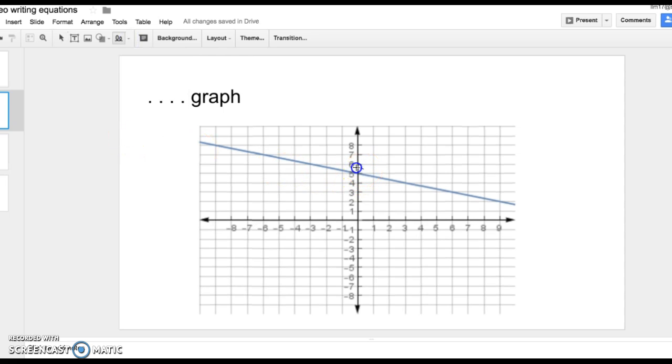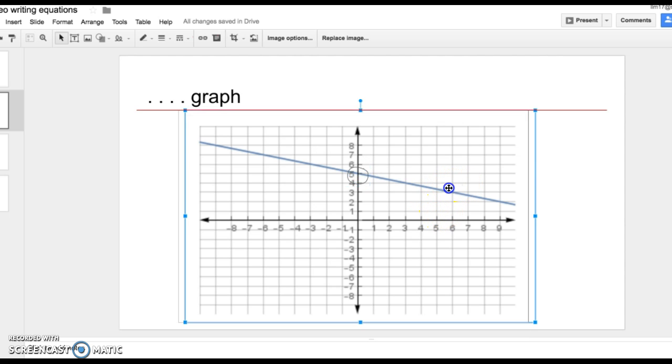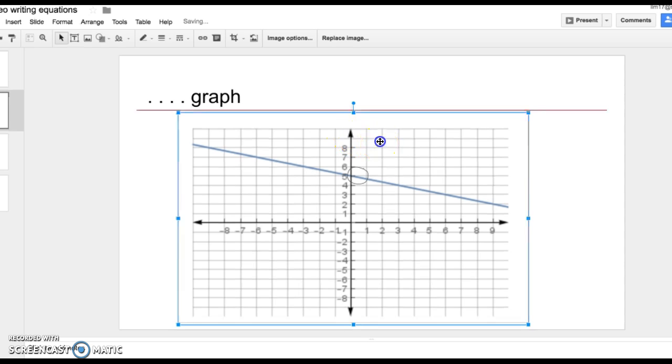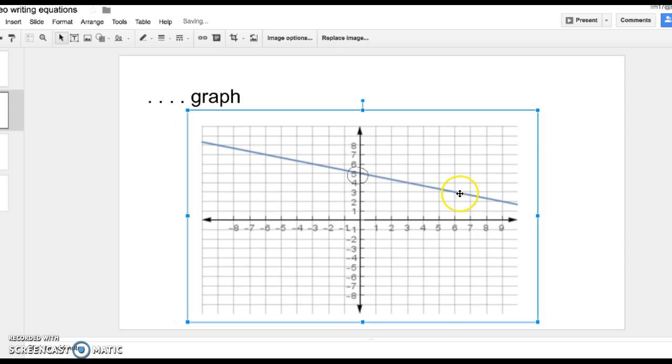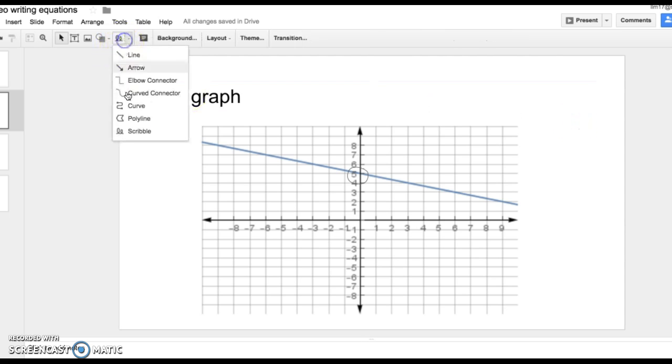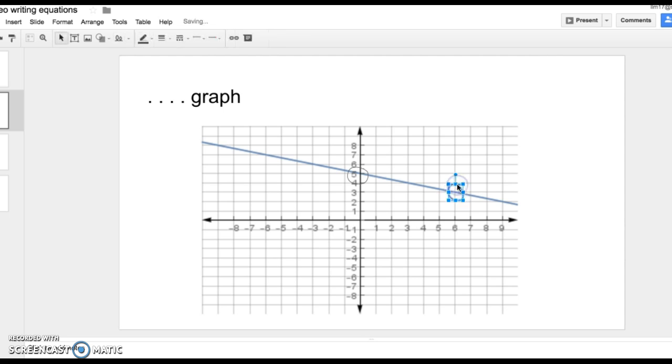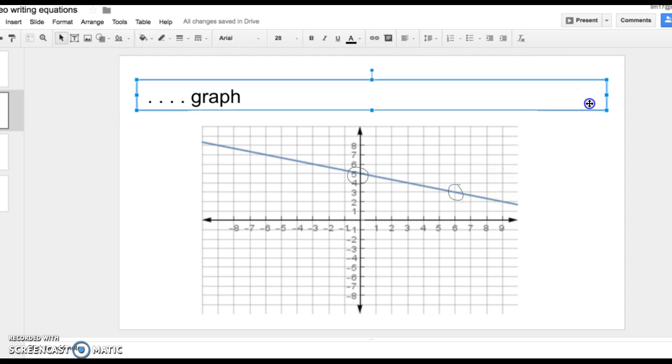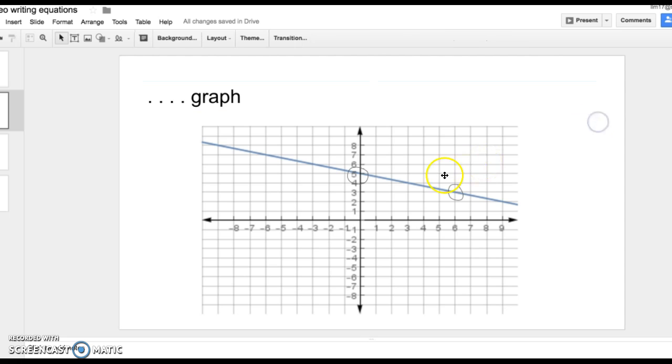and I see 0, 5 there, and I also see 6, 3, if I am looking at that correctly. Right there. So we want to use those 2 points to calculate our slope, and I'm going to count. I'm going to drop 2, and I'm going to run 6.